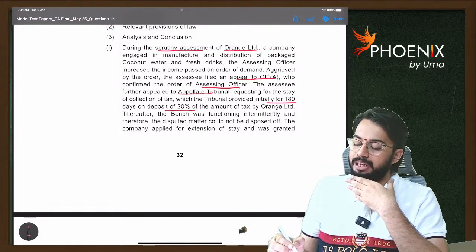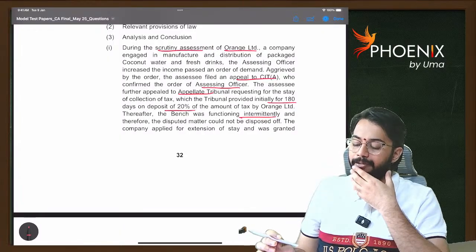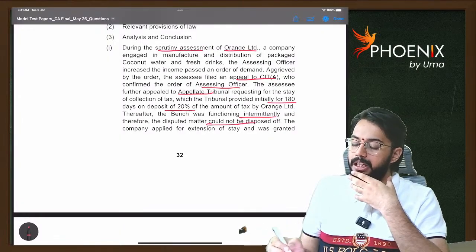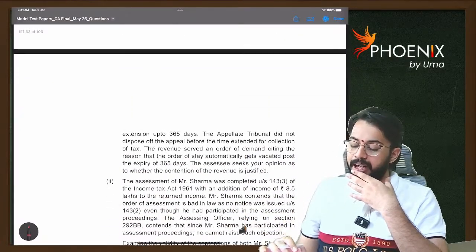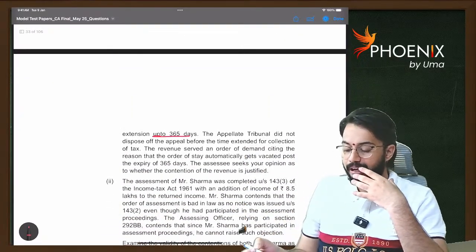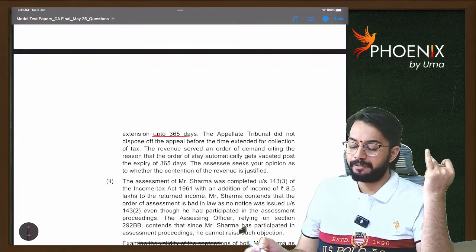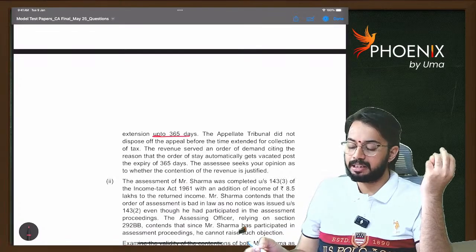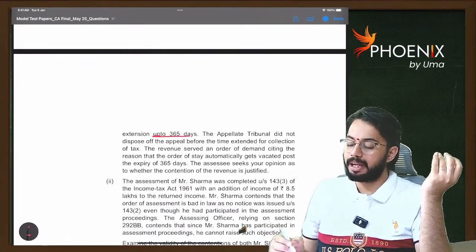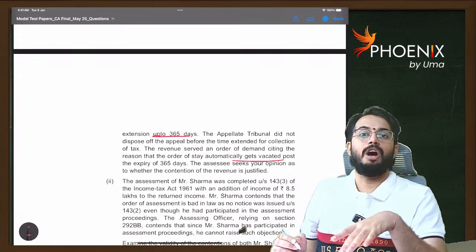Thereafter, bench was functioning intermittently, and therefore the disputed matter could not be disposed of. The company applied for extension of stay and was granted extension up to 365 days. ITAT did not dispose of the appeal before time extended for collection of tax. The revenue served an order of demand citing the reason that the order of stay automatically gets vacated post expiry of 365 days. What is issue here?